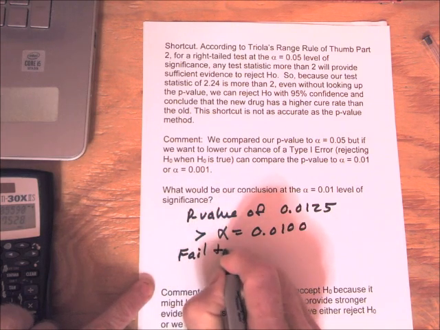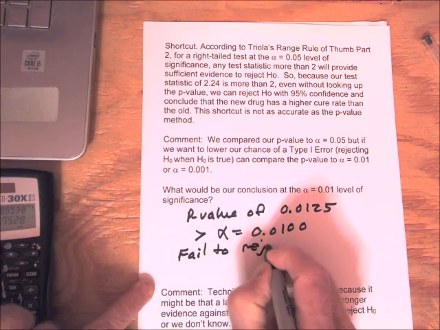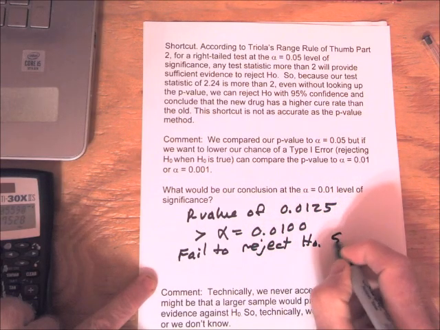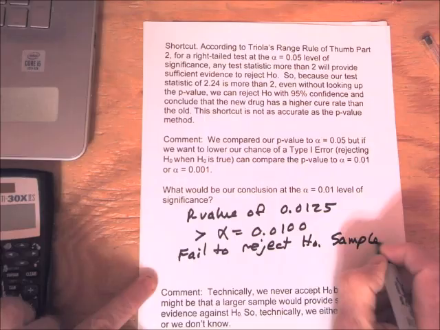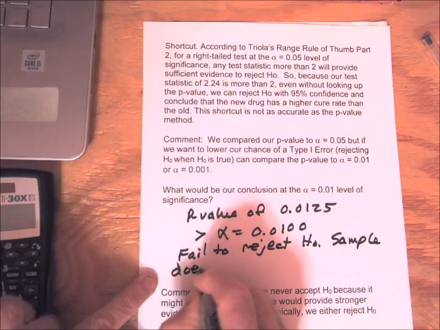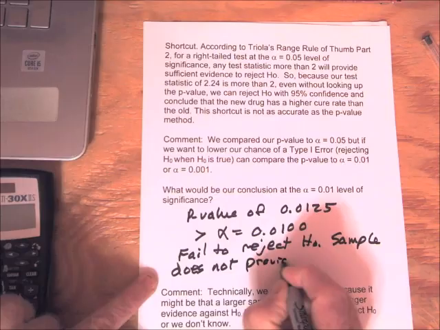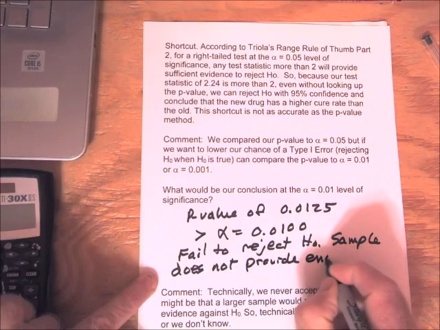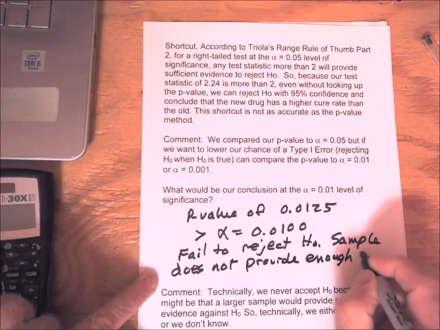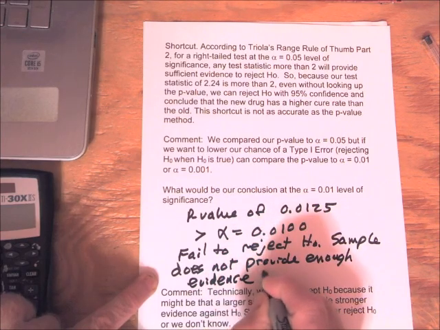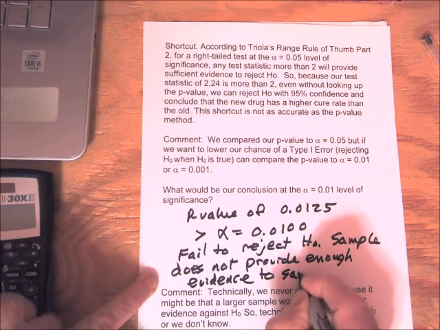Fail to reject h0. The sample does not provide enough evidence to say there's a home advantage.